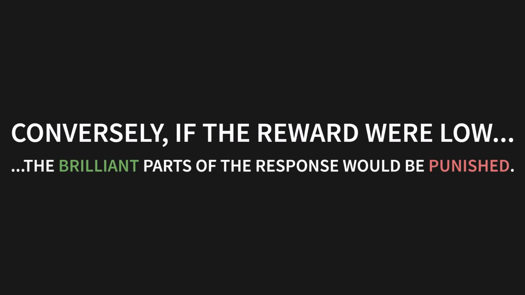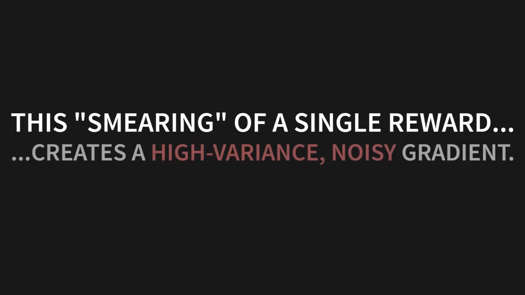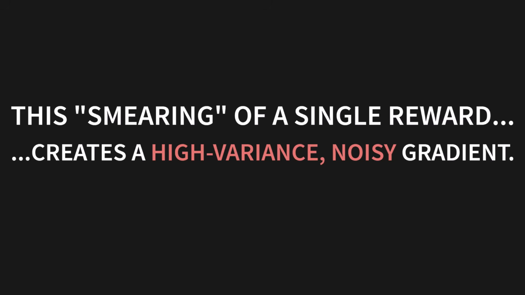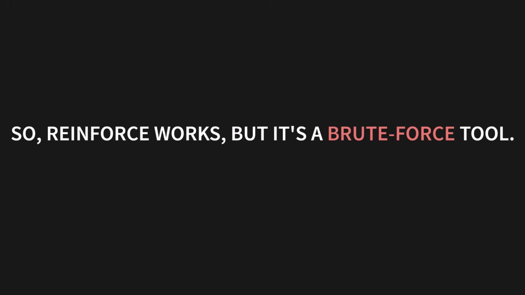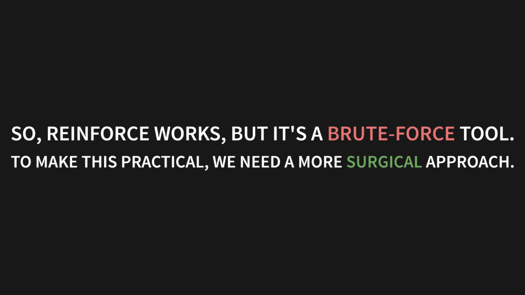And conversely, if the overall reward were low, say 0.2, the brilliant parts of the response would be punished just because they were part of a bad group project. This smearing of a single reward across the entire sequence creates a high variance, noisy gradient. The signal gets diluted. It's a slow, unstable, and extremely sample-inefficient way to learn. So REINFORCE works, but it's a brute force tool. To make this practical for something as complex as an LLM, we need a more surgical approach.